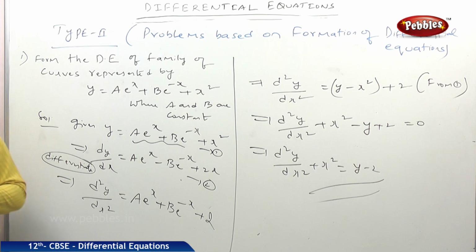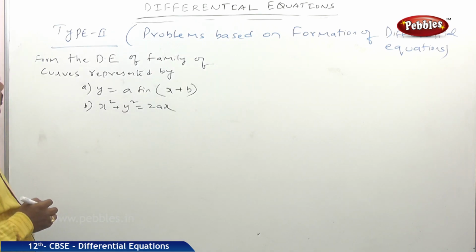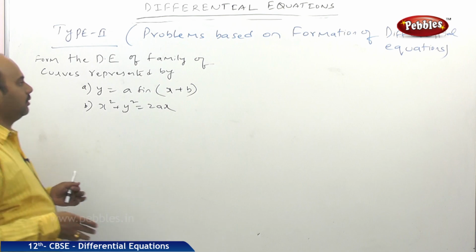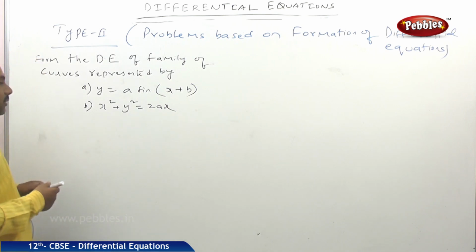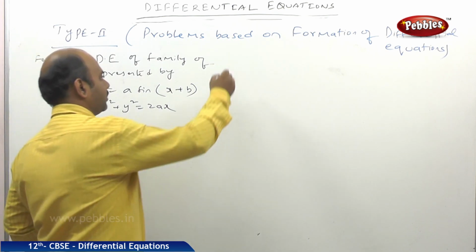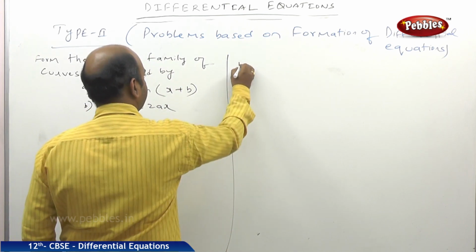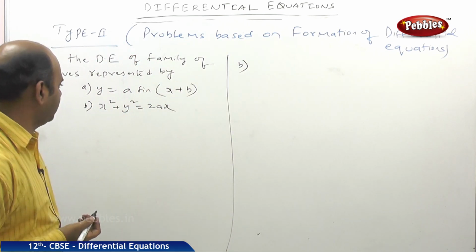Please copy. Right, now we shall be seeing some more problems which are 2 marks questions. Form the differential equation of the family of curves represented by y equals a into sine of (x plus b), and x square plus y square equals 2ax. Now I will be solving the second one, and I will come to the first one later.